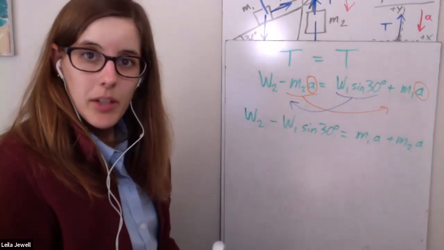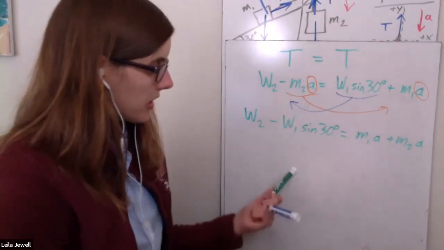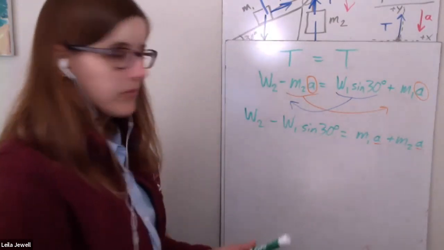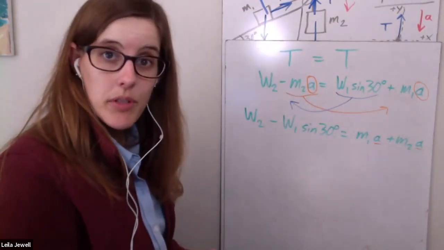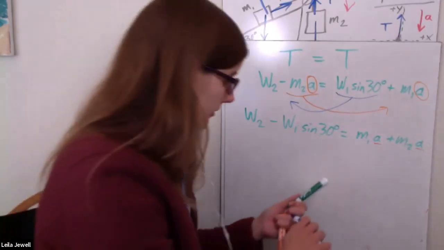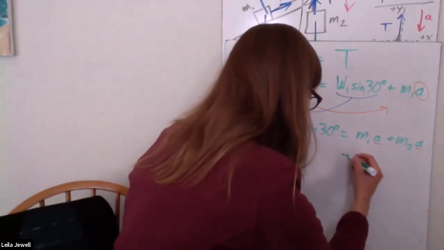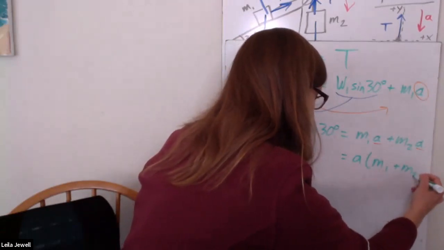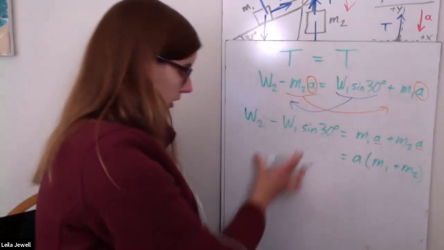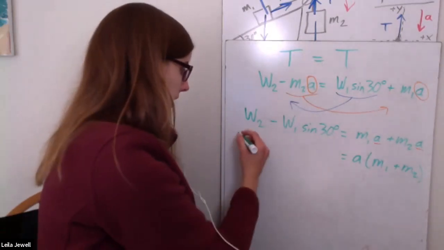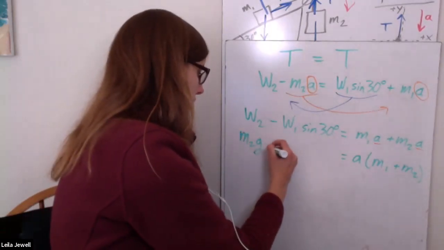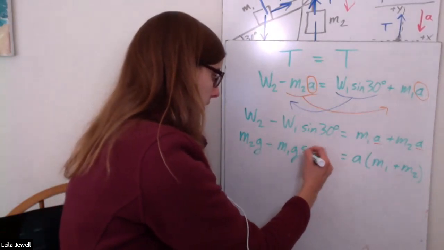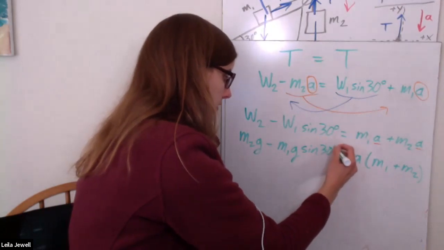All right, that helped us out a lot because on the right side, we now only have things that are in terms of A. Since they're both in terms of A, we can factor out that A. So on the right, we can write this as A times M1 plus M2. That's a really nifty trick. On the left side, I'm going to now write this in terms of the masses. So M2G for weight 2, and then M1G for weight 1 times sine of 30 degrees.